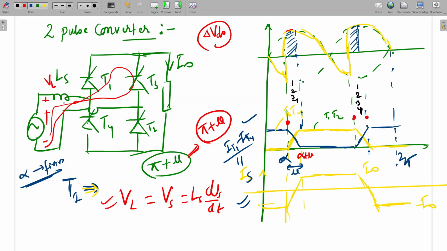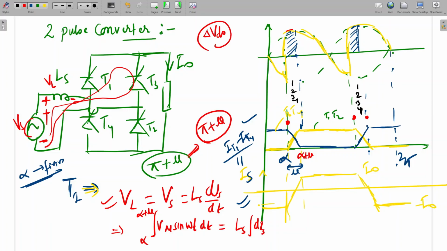Since all four will conduct, the source voltage and inductor are shorted through T1 and T3, and VL will be equal to VS. This plus and this plus are connected together, and minus is connected together. So VL will be VS, equal to Ls dis by dt. Same, we can integrate Vm sine omega t dt from alpha to alpha plus mu. Is it clear up to now? And this side will be Ls and dis.